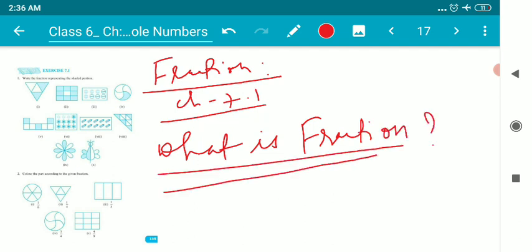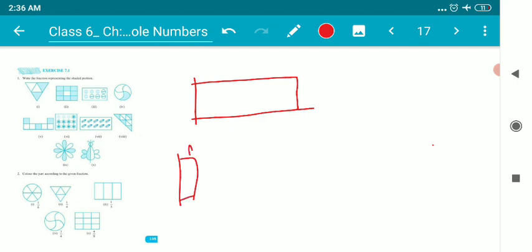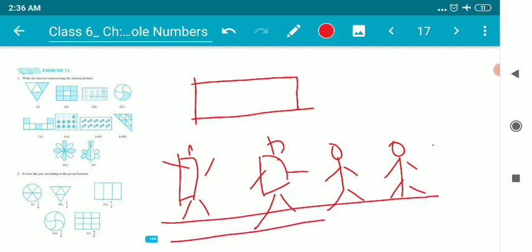Children, what is fraction? Fraction means a broken part of a whole is called fraction. Suppose, children, I'm holding a biscuit in my hand. Suppose there are four friends and only one biscuit. We often experience such things in our school. When our friends ask for any biscuits, we share among our friends.